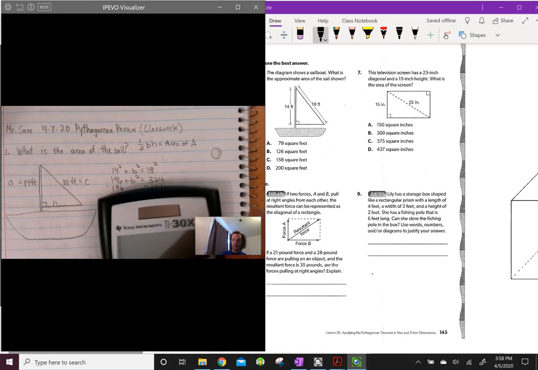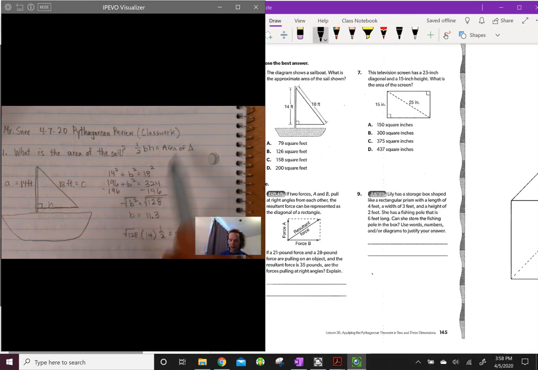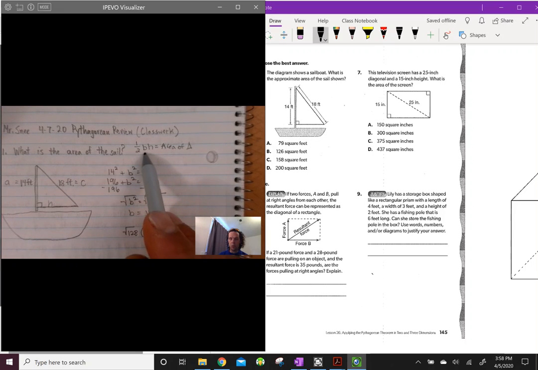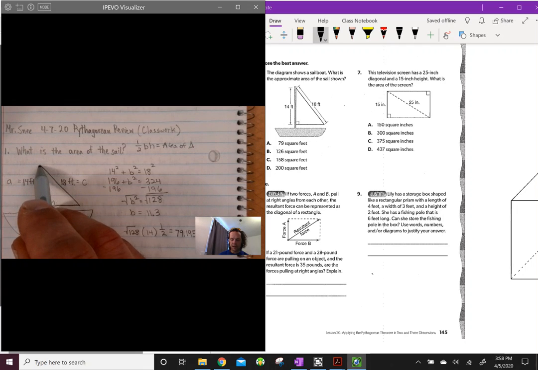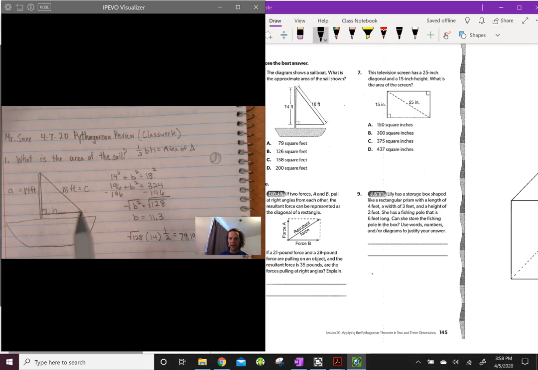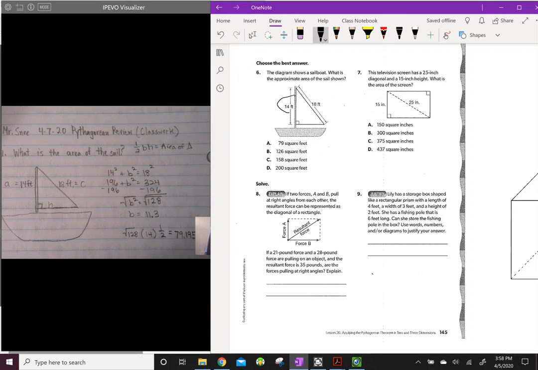To solve this problem, I need to remember that the area of a triangle is equal to one-half the base times the height. Okay, and we find the height by drawing a perpendicular line from the base to the top of the triangle. So creating a 90-degree angle, we draw a straight line from the base to the top, and we already see in this diagram right here that the height is 14 feet, right? But we don't have the base.